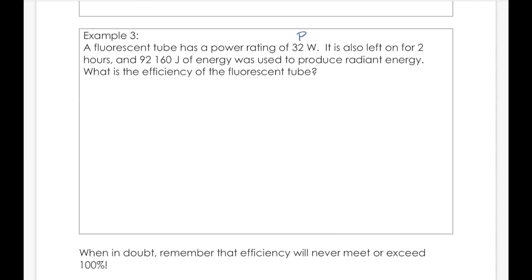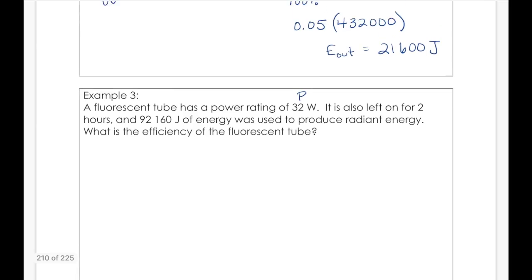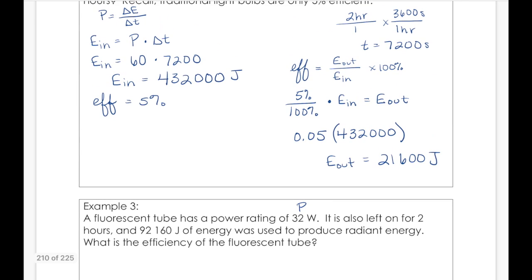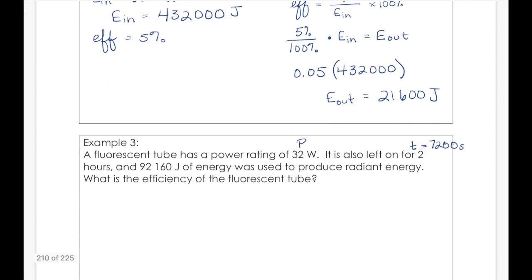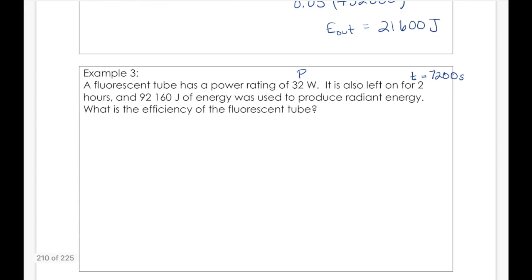So a fluorescent tube has a power rating of 32 watts. This is our power. It is also left on for 2 hours, and we just converted that. We know that the time for 2 hours is 7,200 seconds. And 92,160 joules of energy was used to produce radiant energy. What is the efficiency of the fluorescent tube?